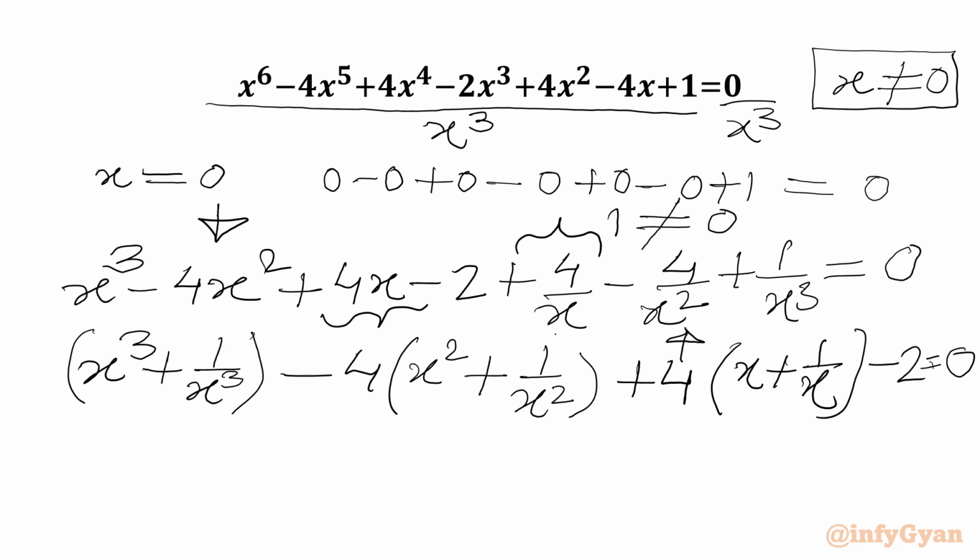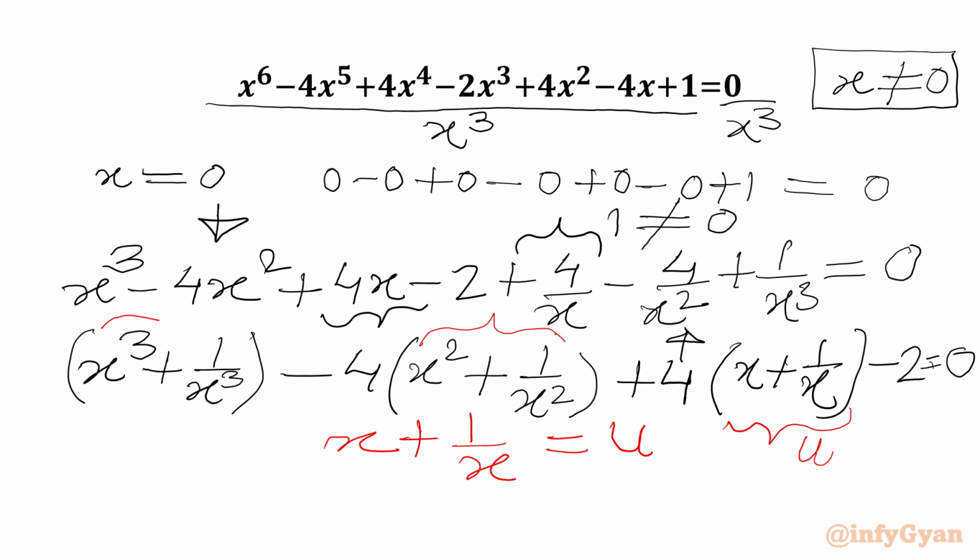Now our substitution time. Let us say x plus 1 over x is equal to u. So here we will be writing u. Now we have to convert these two expressions also in terms of u. So we will be using algebraic identity. Let me write here.